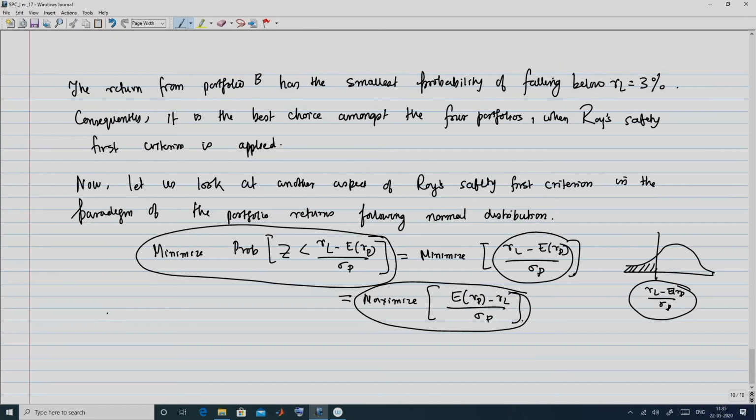So, this means that the optimal portfolio is the one with the greatest (E(R_p) minus R_L) over sigma_p.